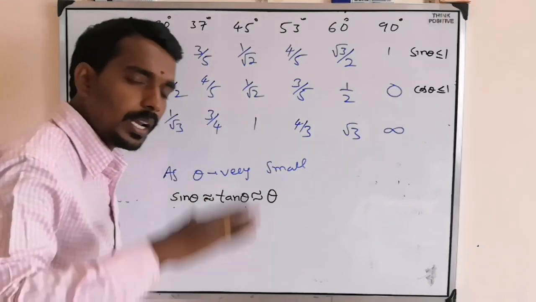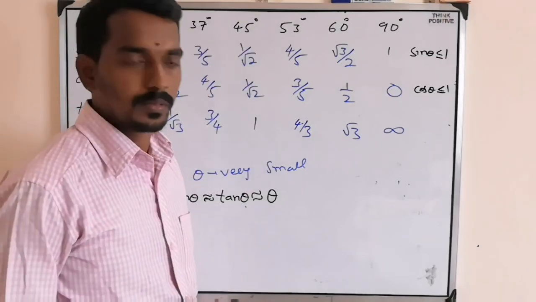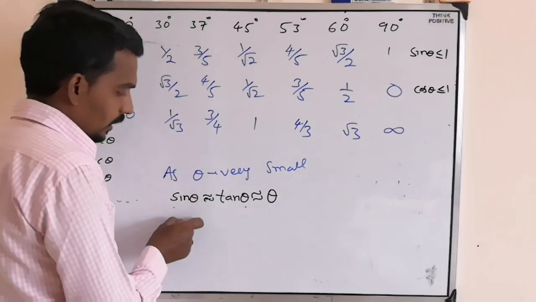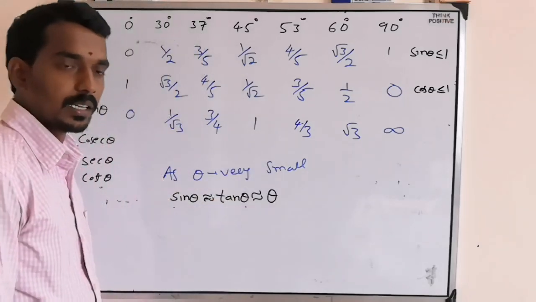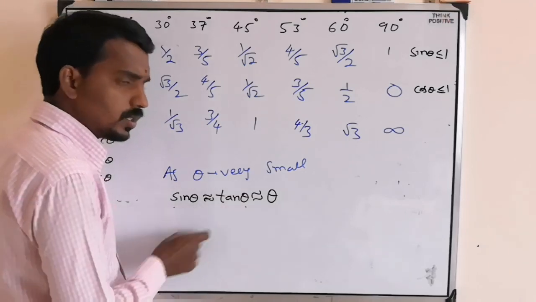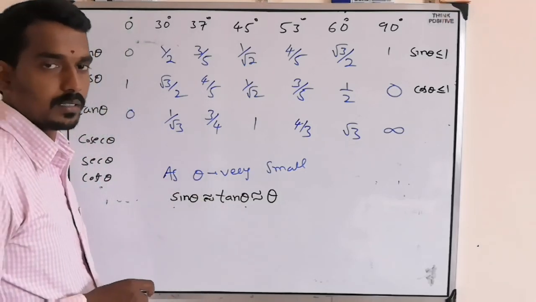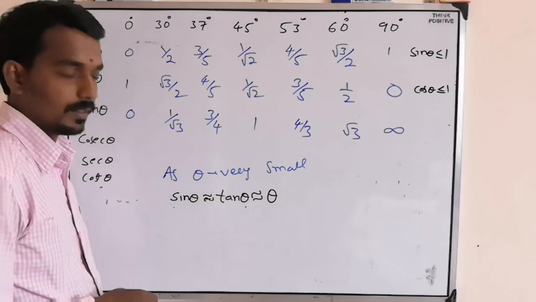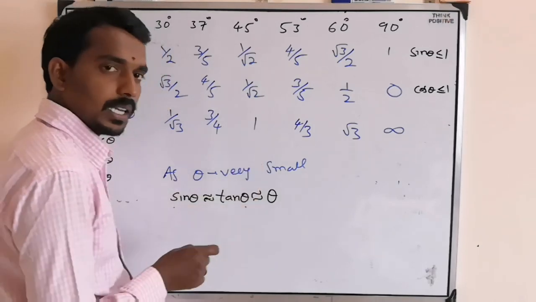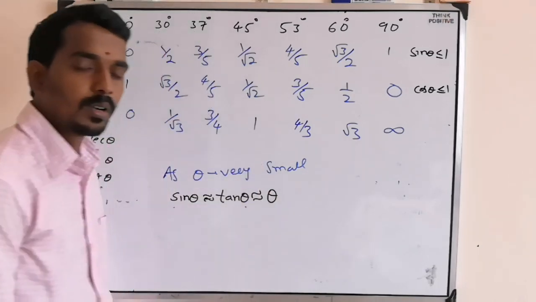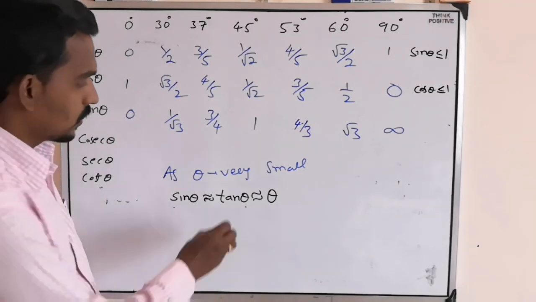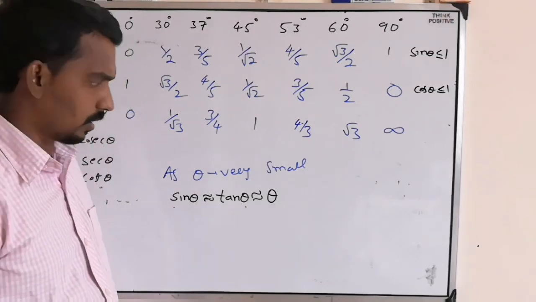That's why for very small values, we take sin theta approximately equal to tan theta, because we use these relations many times in physics, in derivations especially. So sin theta is approximately equal to tan theta, equal to theta. This is one approximation.